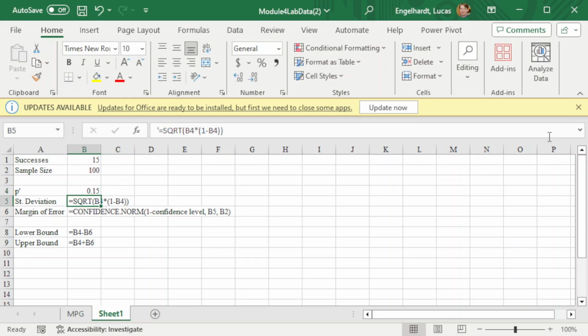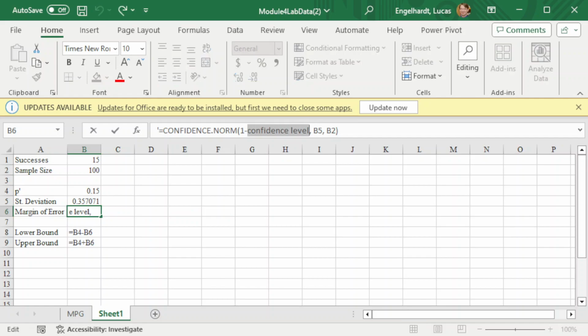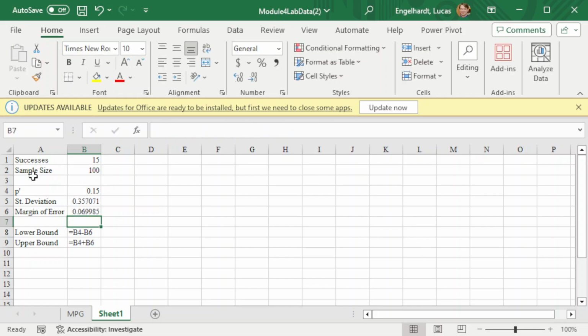So my proportion is going to be 15%, so 0.15. Standard deviation is going to be, see, it's 0.357071. And now for confidence.norm, I do have to put the confidence level in there first. So it's 1 minus, I'm going to do a 95% confidence interval because that's pretty standard. So 1 minus 0.95, and then now I'm ready to remove that apostrophe. So it gives me a margin of error right around 7%.